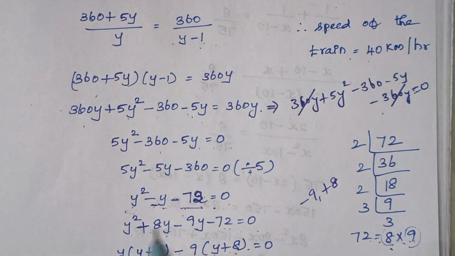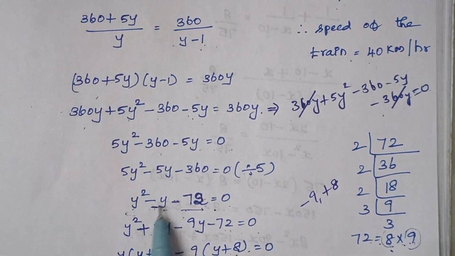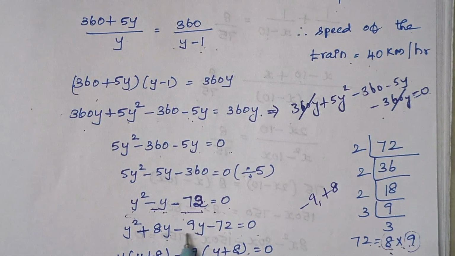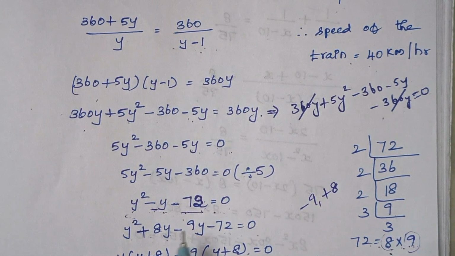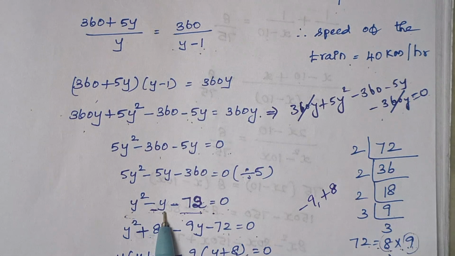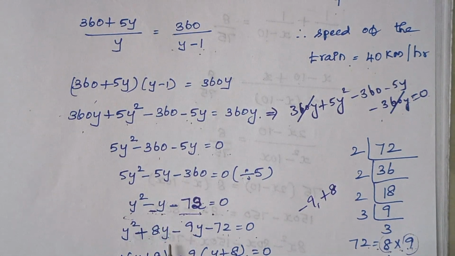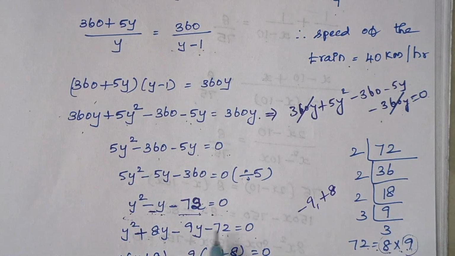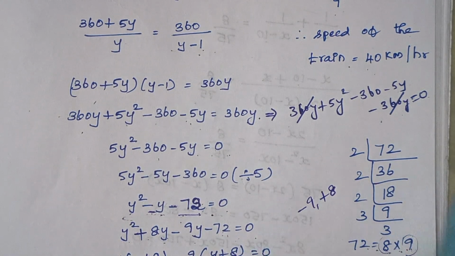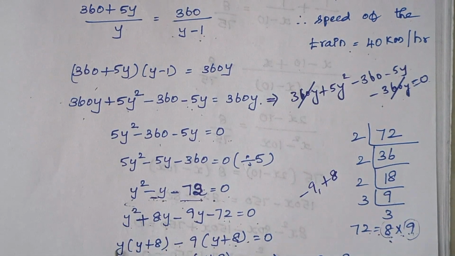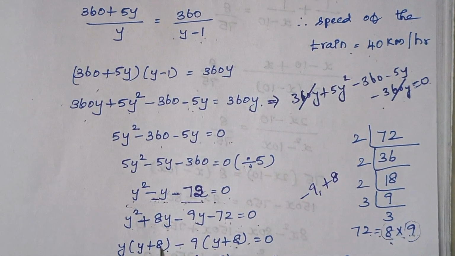So I am splitting this equation, that is y square. This minus y is replaced with plus 8y minus 9y. Right, minus 9y plus 8y gives you minus y as the answer. The whole thing is written as y square plus 8y minus 9y minus 72 equal to 0. From the first two terms, when you take y outside, the terms are y plus 8.